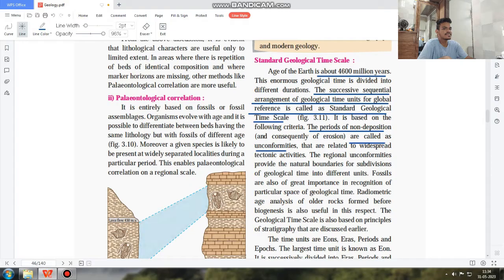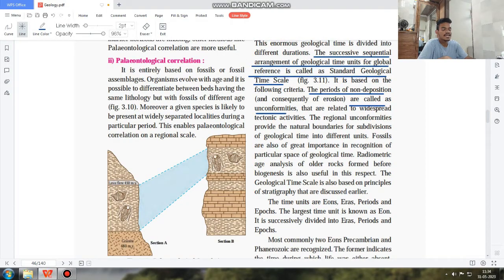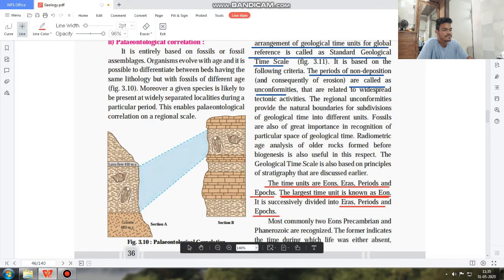Next part is important. The time units are eons, eras, periods, and epochs. In your standard 11th book, this geological time scale is given very nicely. You can see over there also. The largest time unit, an important point to be noted, is known as the eon, and that eon is further divided into eras, periods, and epochs. The largest time unit is the eon, and the smallest time unit is called the epoch.